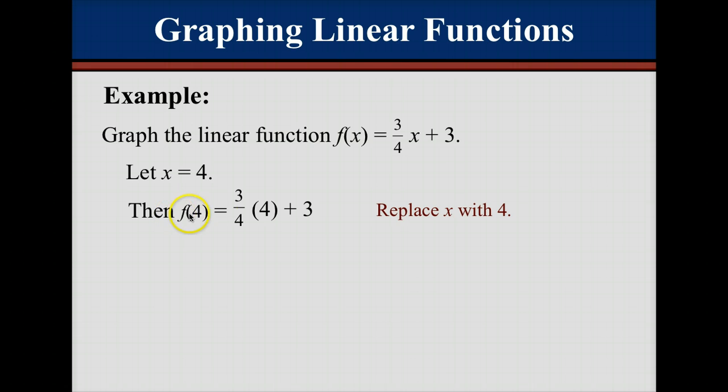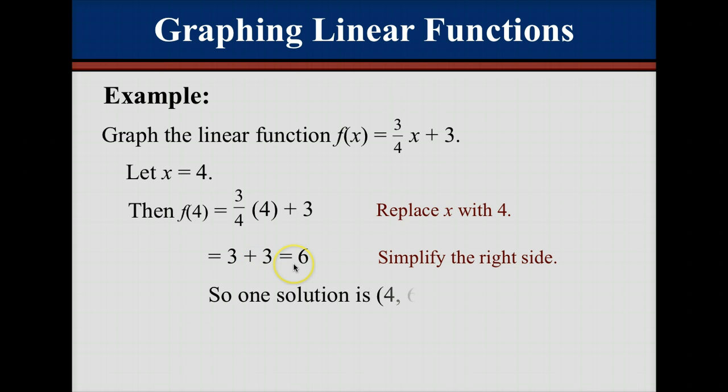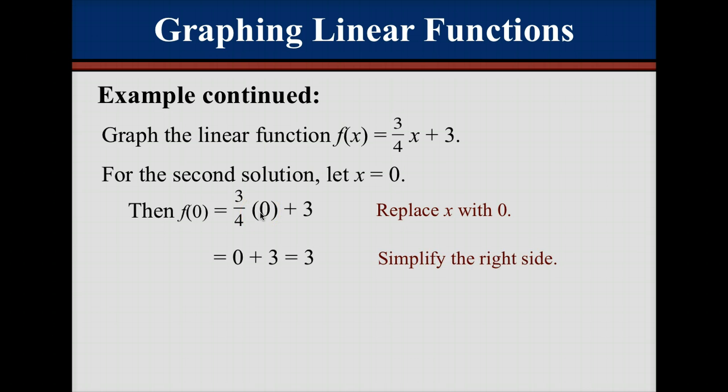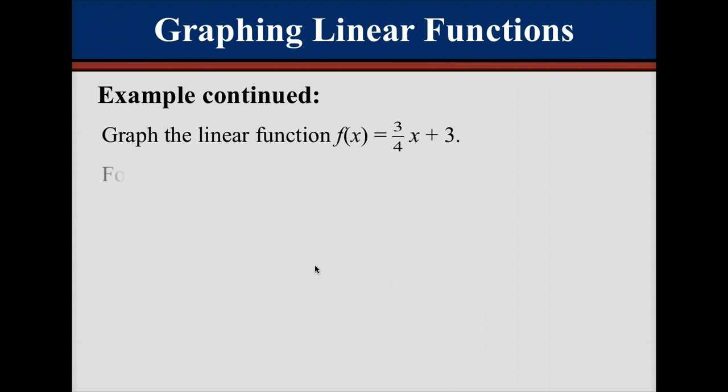So we're going to find f of 4 by placing a 4 in for x. That's going to leave us 3 plus 3, which is 6. So one solution is 4, 6. This time we're going to use a 0 so we can again eliminate the fraction. When we find f of 0, our solution is going to be 3. So our ordered pair is 0, 3.